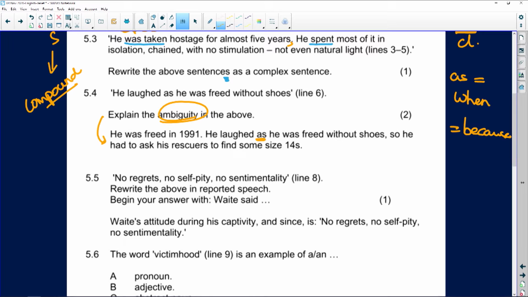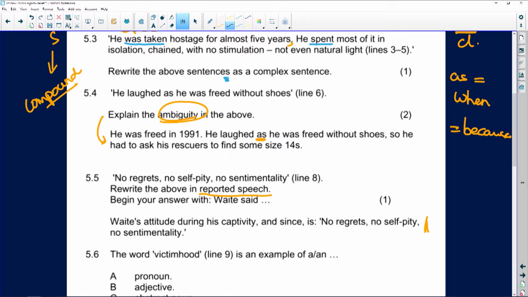Right, what have we got to do here? We've got to rewrite in reported speech. So home language and FAL, you often get asked reported speech in this exam. Here's the sentence. Waite's attitude during his captivity and since is no regrets, no self-pity, no sentimentality. Right, so this is slightly more difficult than usual because you haven't got all the verbs and things like that. You've got to put it in for yourself.